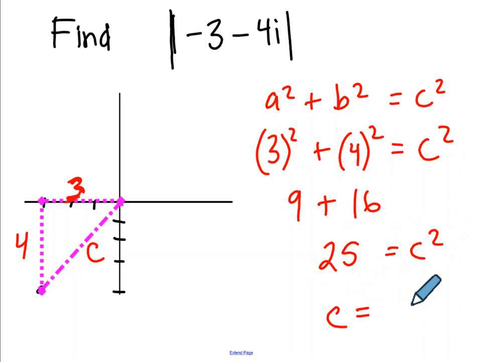C equals positive 5, only the positive distance, because absolute value is the positive distance from 0, or in this particular case, the origin. Now, we have one more type of example that we're going to do here, and this is going to be the I clock. And we're still going to do this geometrically.